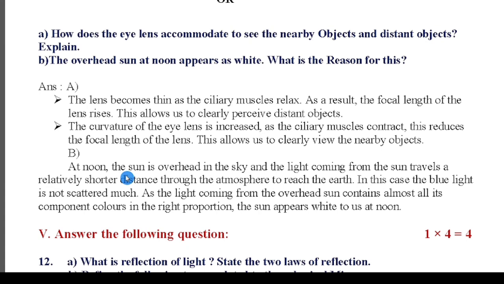And the second one: the overhead sun at noon appears white. Why? At noon, the sun is overhead in the sky, and the light coming from the sun travels a relatively shorter distance through the atmosphere to reach the earth. In this case, the blue light is not scattered much, as the light coming from the overhead sun contains almost all its component colors in the right proportion. The sun appears whitest at noon.